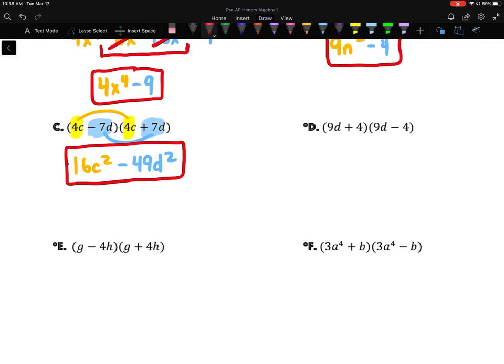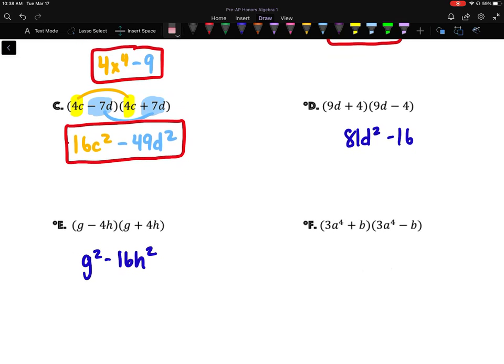I'd like you to pause the video, try D, E, and F on your own. Once you feel like you have a solution, compare yours to mine. For D, you should have gotten 81d squared minus 16. For E, you should have gotten g squared minus 16h squared. And for F, you should have gotten 9a to the 8th power, because a to the 4th and a to the 4th make a to the 8th, minus b squared.